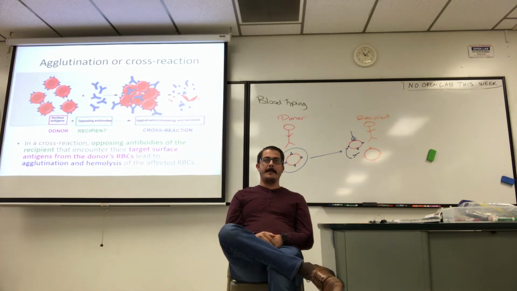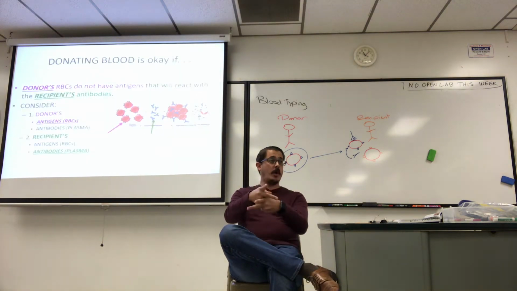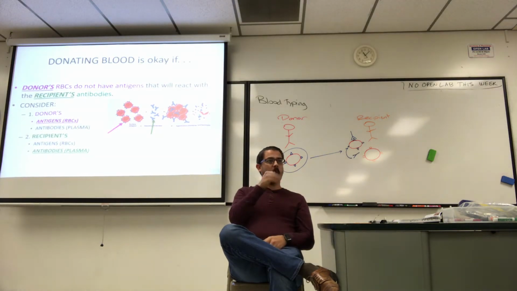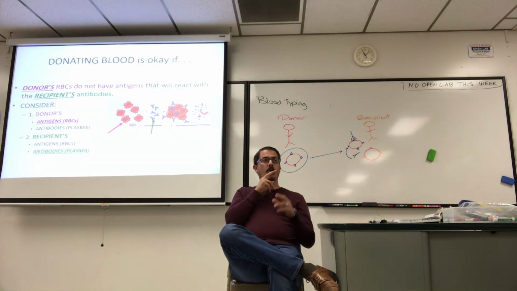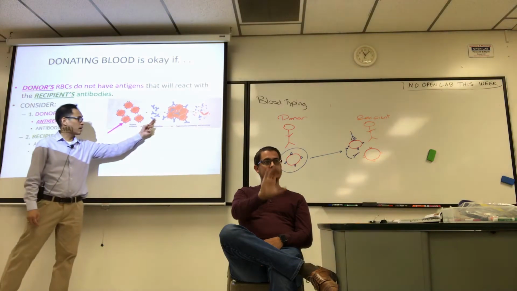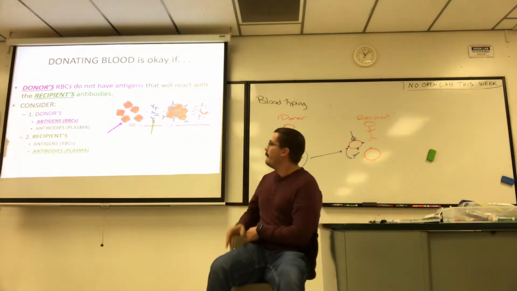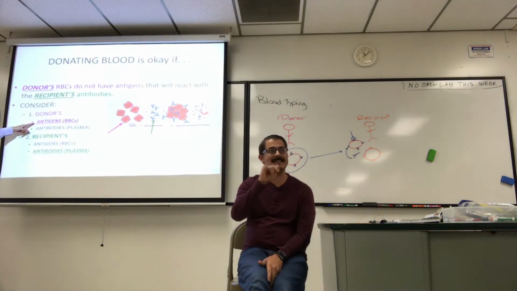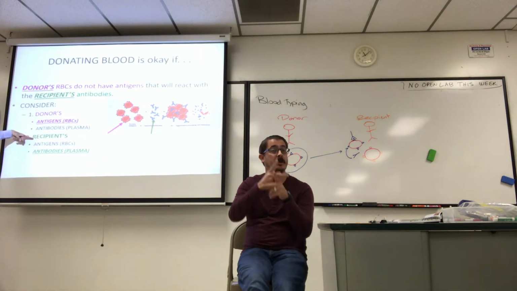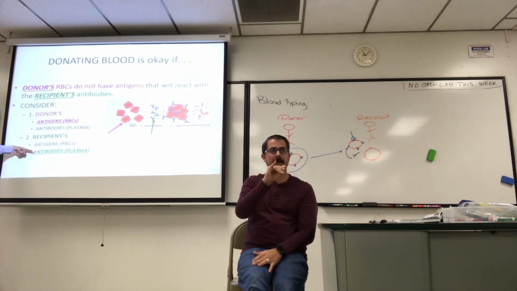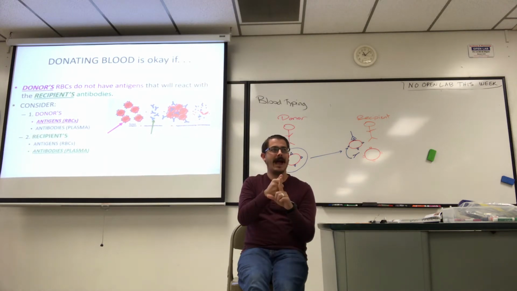And so donating blood is okay if the donor's RBCs do not have antigens that will react with the recipient's antibodies. So I kind of color-coded with purple. And purple is the RBC right here, okay? The antigens that are on the donor's blood when the recipient receives it, there's nothing in the antibody profile that will attack the blood they receive. That's all you're trying to do.